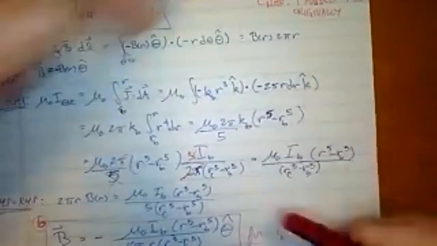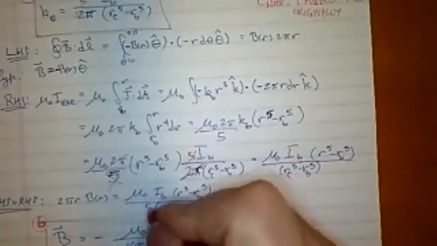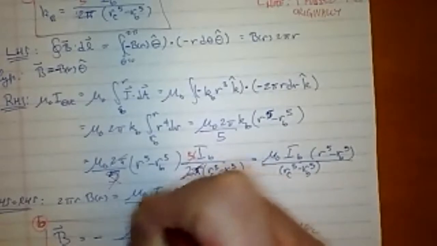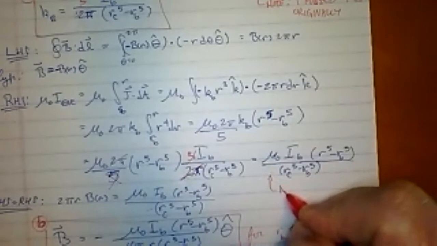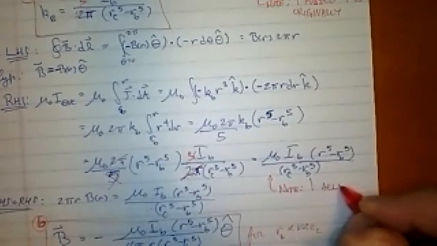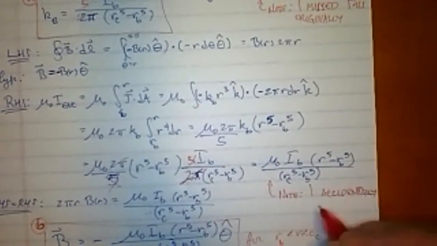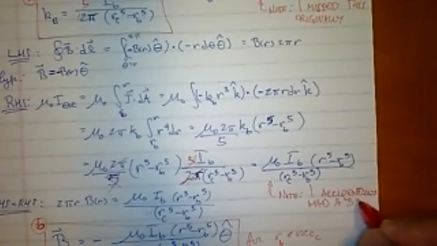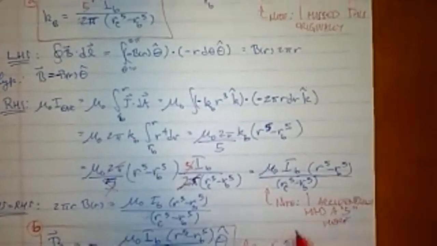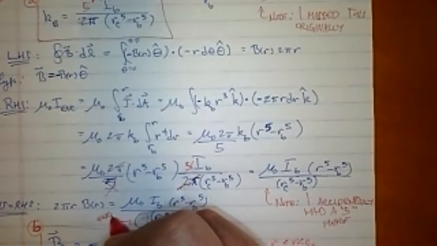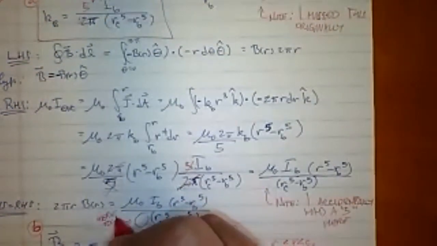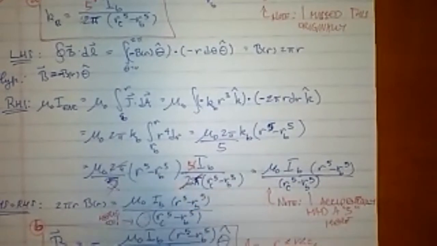So I erase that, which means I shouldn't have this one either. So I don't have that 5 here. And that's going to make this just like I expected it to be, which was not 10 pi, but rather 2 pi.